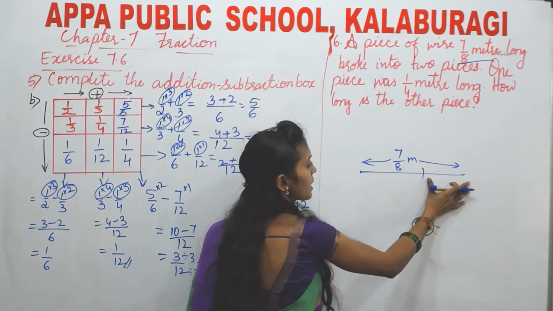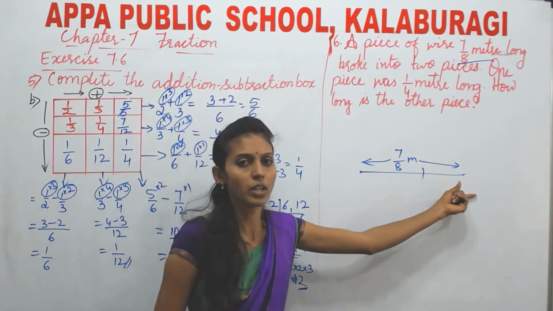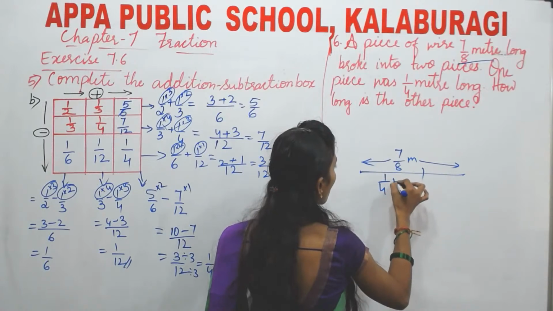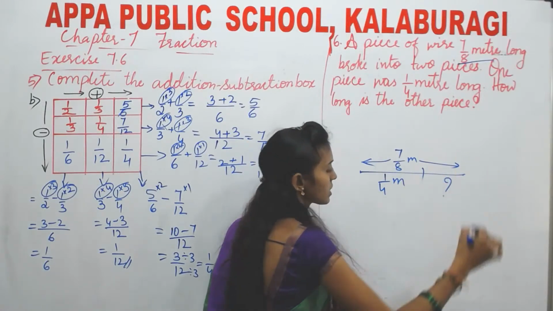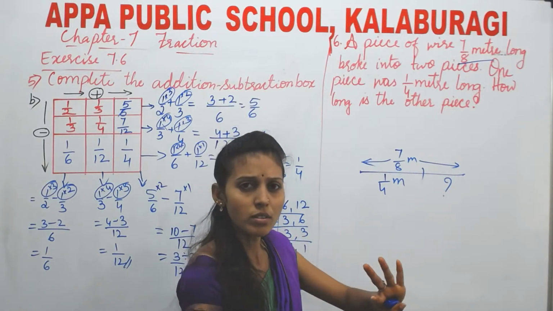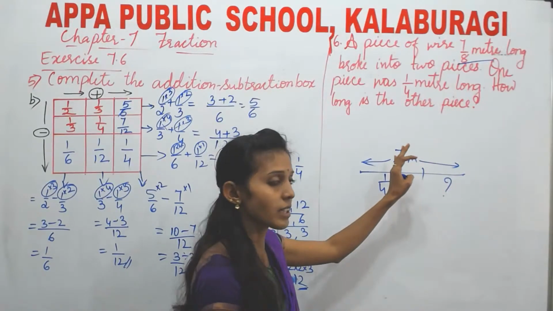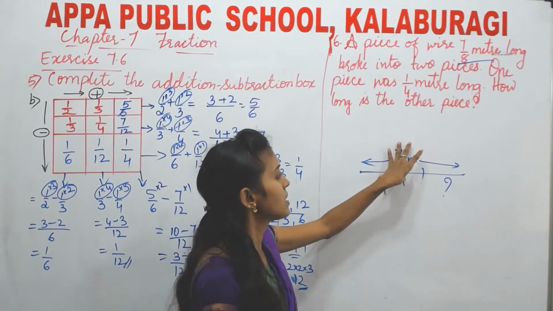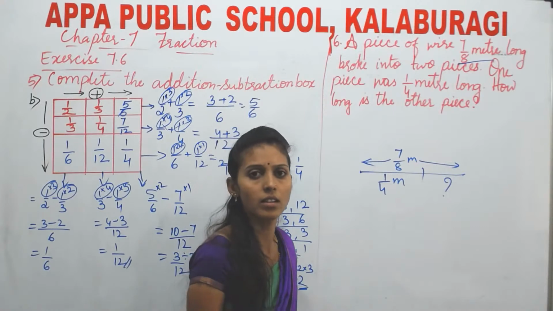It is broken, this one and this one. Two pieces, okay. And one piece they have given, one piece was 1 by 4 meter long. Then what is the length of another piece? Don't get confused. If you get confused what to do here, do one thing. Just exchange these numbers with the whole number.